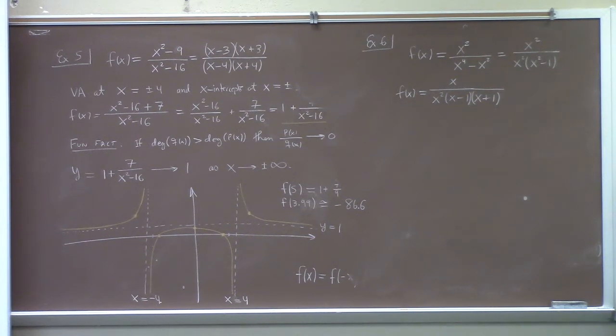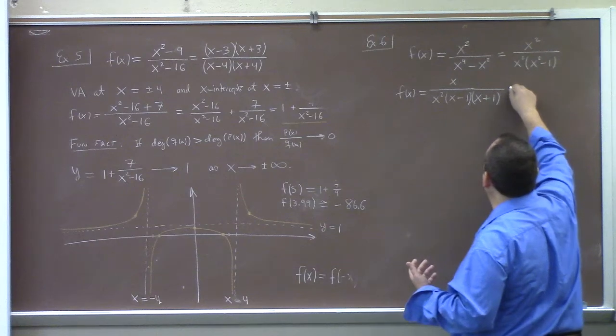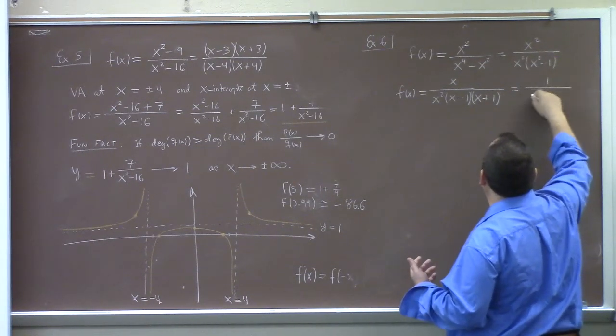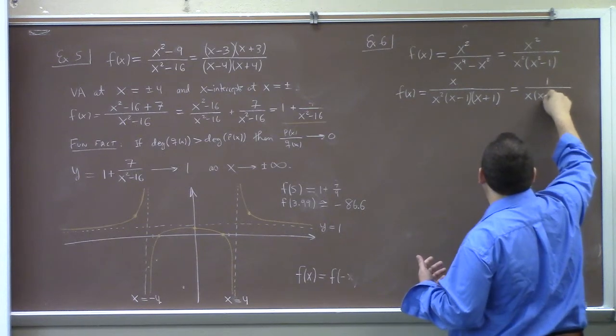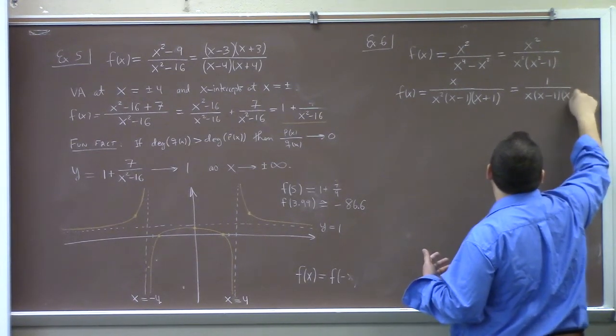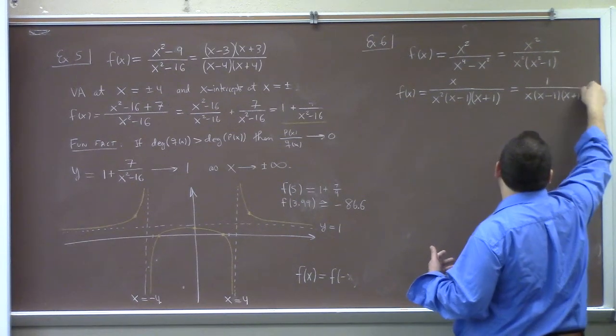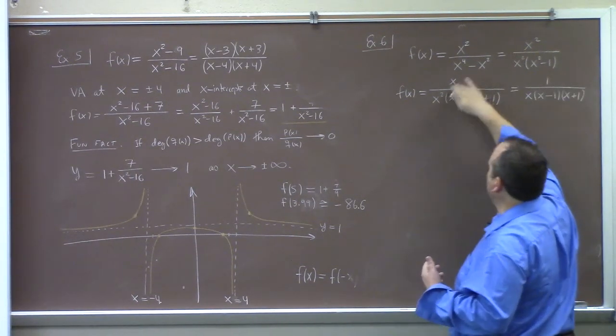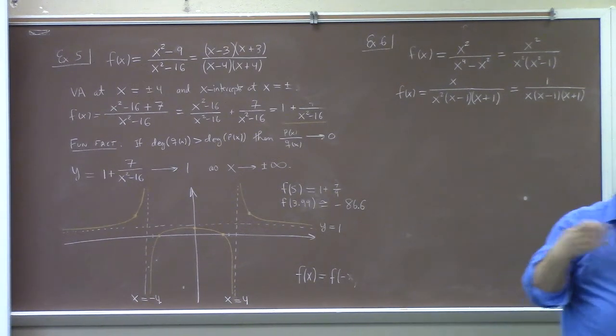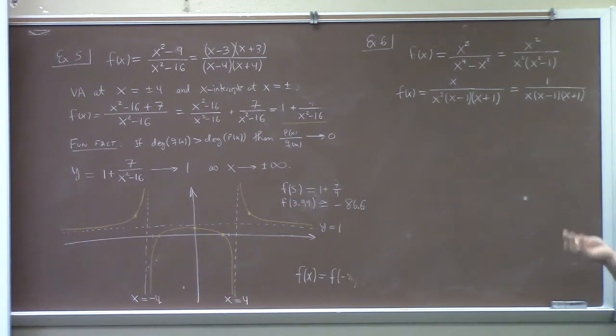And so this one, I can actually cancel the x without getting into trouble because, well, basically the story is this. When we have a factor upstairs and downstairs, and that factor has a larger degree downstairs, that means that there's a vertical asymptote at the corresponding place where the 0 is. If the degree of the factors match up, that means there's a hole in the graph. If the degree of the numerator is larger, then that means there's a hole in the graph at 0.